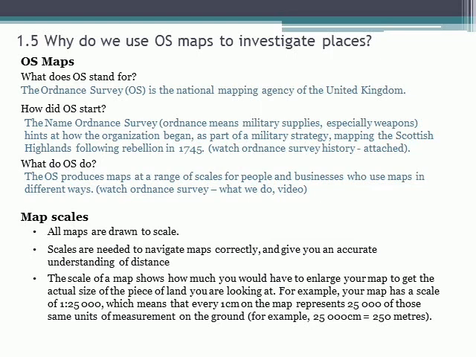For example, if your map has a scale of 1 to 25,000, it means that every 1 centimeter on the map represents 25,000 of those same units of measurement on the ground, so centimeters, right? For example, 25,000 centimeters equal 250 meters. So you're going to change it into meters if you want.